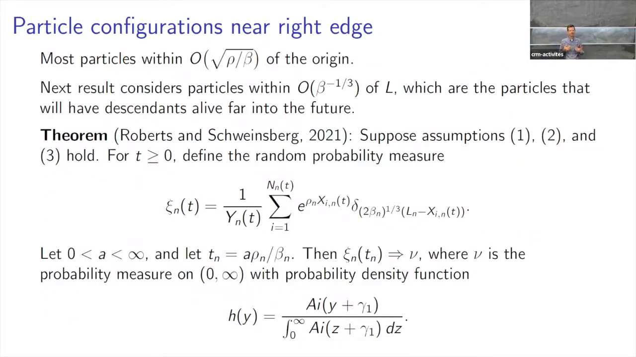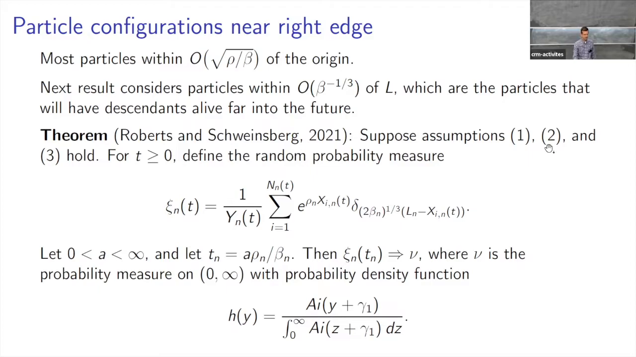Now, the previous result indicates that most particles should be within a distance of order the square root of ρ over β of the origin. However, we are also interested in understanding very well the configuration of particles that are very close to L, because those are the particles that have the most impact on how the population is going to evolve far into the future. And we have a theorem also about the configuration of particles that are within a distance of the order β^(-1/3) of L. So we make the same assumptions on the parameters and the initial conditions that we had before.